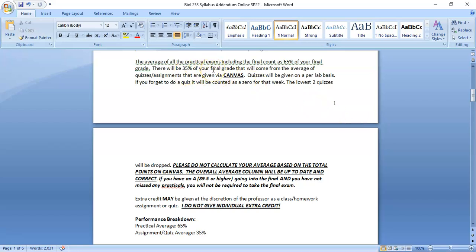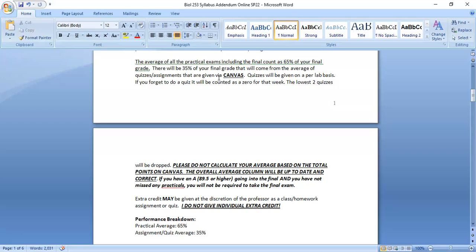the average of all your quizzes and assignments. Your pre-lab quizzes, your post-lab quizzes, all get averaged together. I do drop the 2 lowest quizzes or assignments. So if you miss 1 or 2, those zeros will then be dropped from your average, and those won't be used in calculating your average.